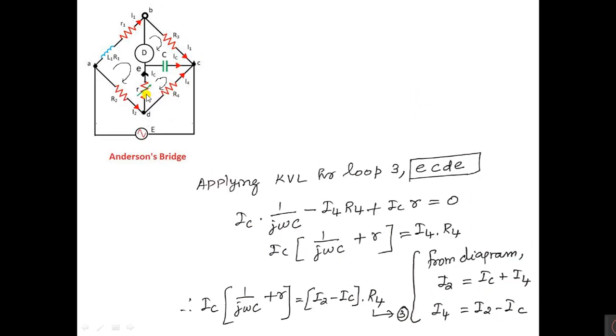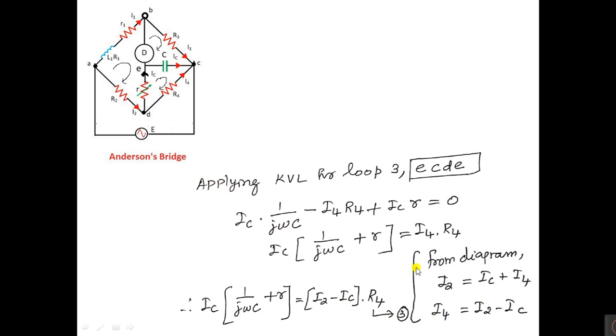Now consider loop 3, the loop E, C, D, E. Writing the equation, the current flowing through the capacitor is IC, so IC into 1 by j omega C. I put a minus here because the loop current and the current direction in arm 4 are opposite. So minus I4 R4 plus, the same current flowing through the variable resistor R, IC into R, equals 0. In the first and third terms IC is common. Taking IC as a common term, IC into 1 by j omega C plus R equals I4 into R4.